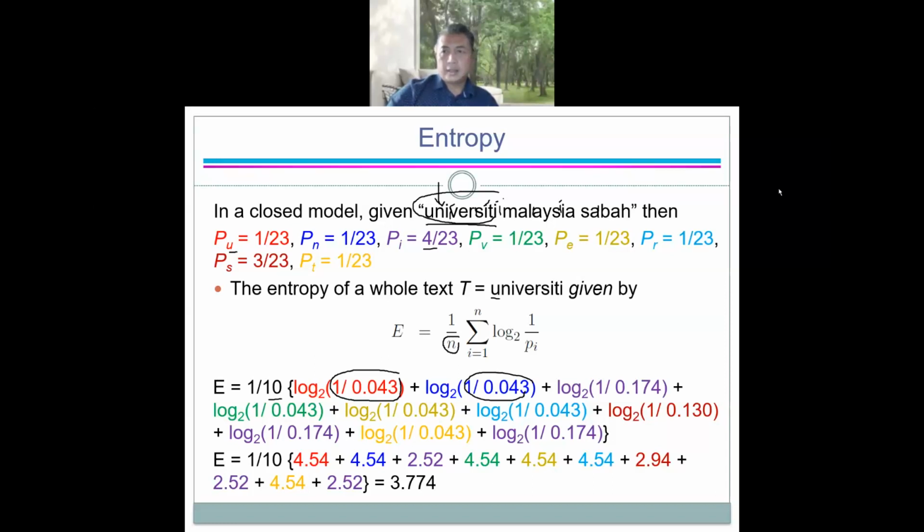If you look at the value here, let's suppose we have one example.